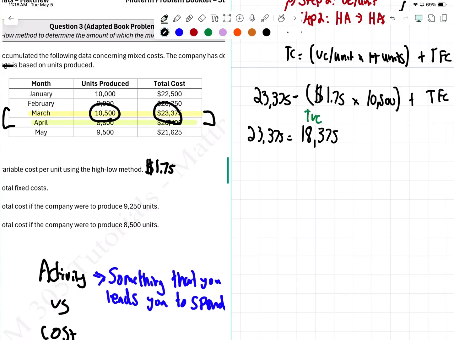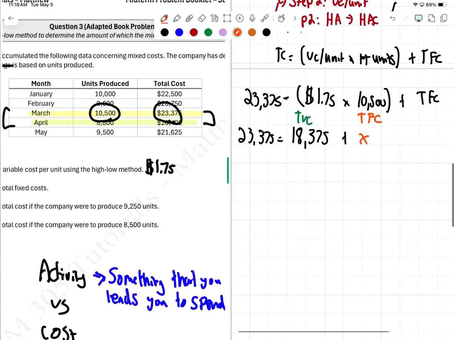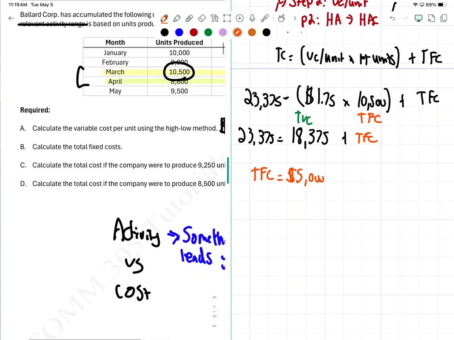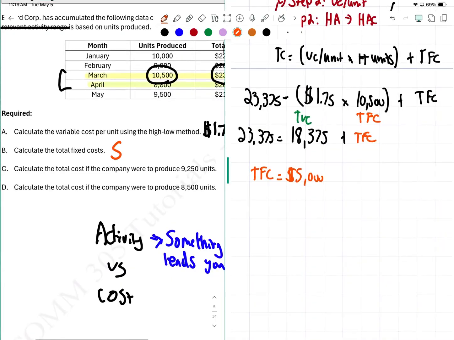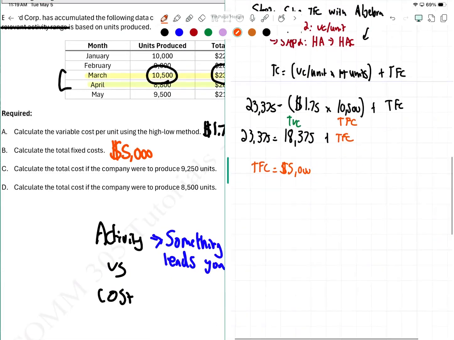And this is what I mean by solve for the fixed cost with algebra, because whatever is not variable is going to be fixed. So solve for X here, or let's just write here total fixed cost. Your TFC is going to be $5,000. And that is your answer to required B. And it's always the same thing. It's literally always the same thing. That's it. That's all.